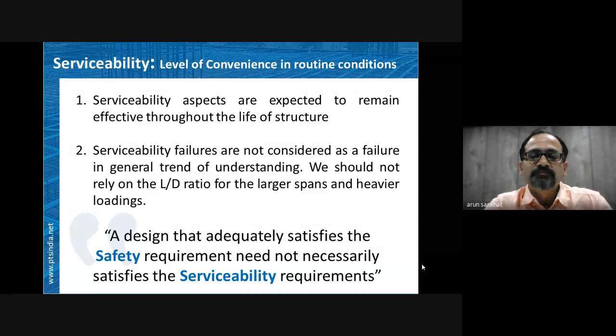Generally, in early days, there are no issues related to deflection, because generally the L by D ratio is such that the instantaneous deflection, or you can say elastic deformations, are taken care of as far as gravity loadings are concerned. But in many structures, when it is observed after a few years, there are chances that they have excessive deformation or deflection, which was not there in the initial stage.